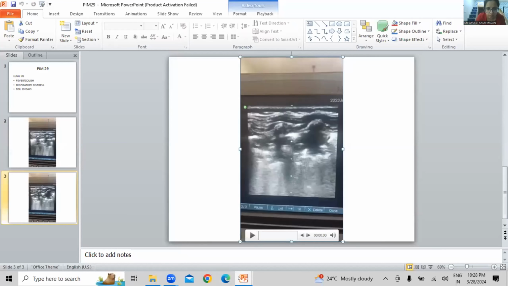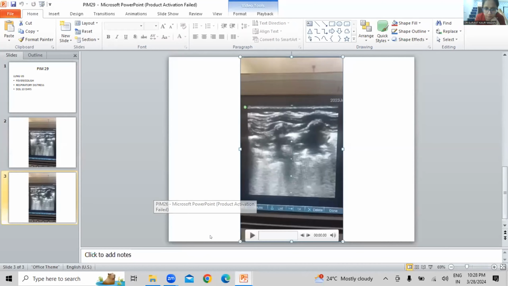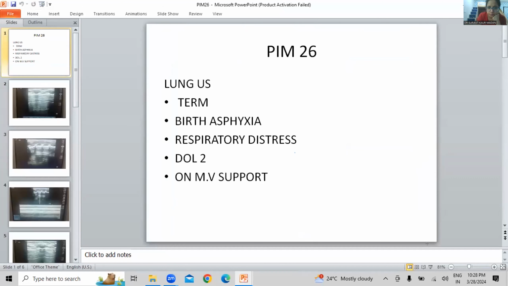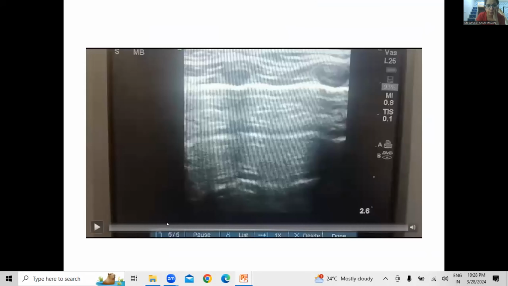So there's another case. This was a term baby with birth asphyxia, who came with respiratory distress on day 2 of life. The baby was on mechanical ventilator support, and this was a lung ultrasound.